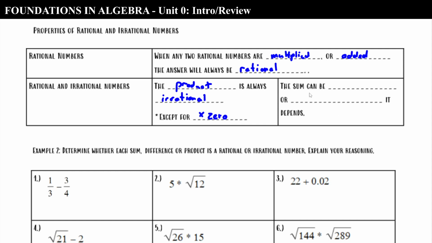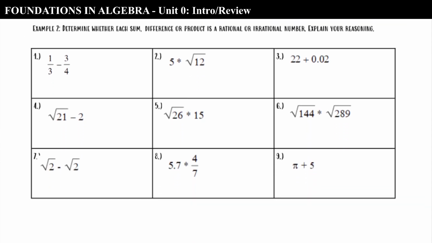The sum can be rational or irrational. It depends on the situation. So you have to take that case by case. So let's take a look at some examples. Let's determine whether each sum, the difference or product, is a rational or irrational number.